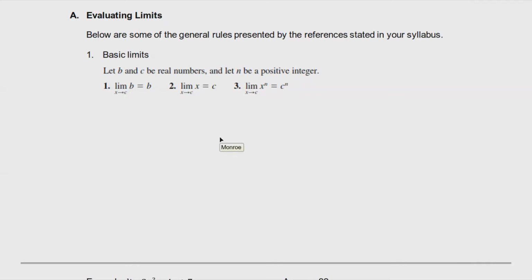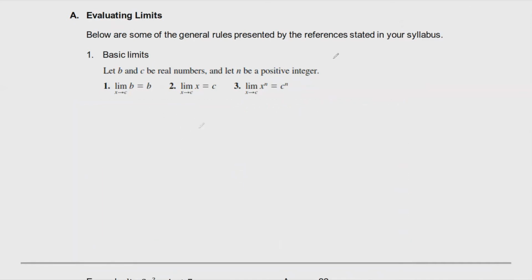The first one is the basic limits. When we talk about basic limits, we're just referring to these properties stated under the basic limits. We generally have 3. The limit of b as x approaches c is equal to b, the limit of x as x approaches c is c, and the limit of x to the n as x approaches c is equal to c to the n. So this is a very simple example.